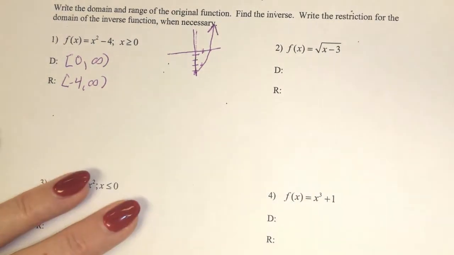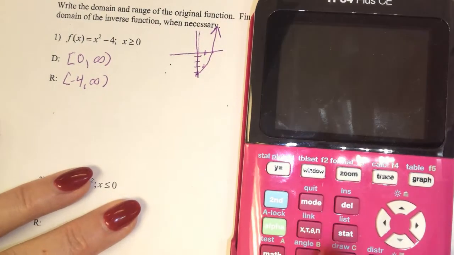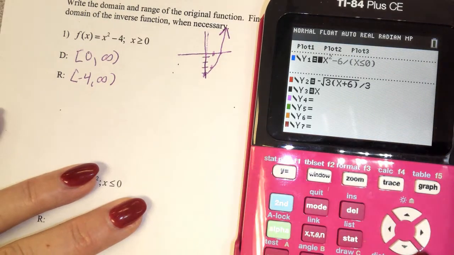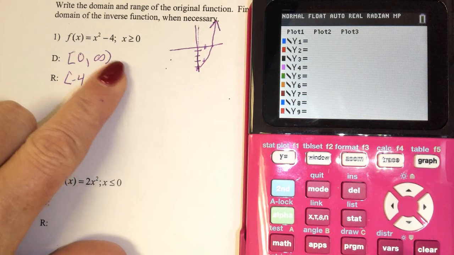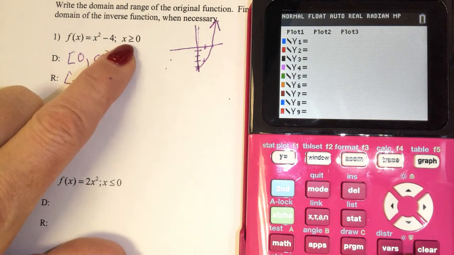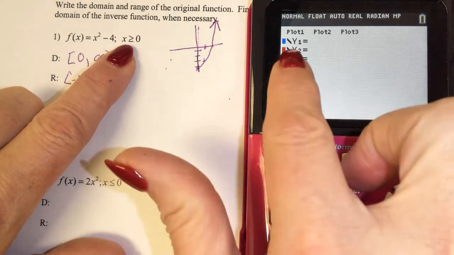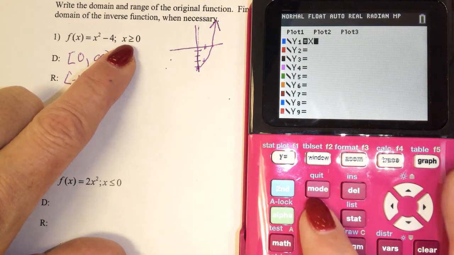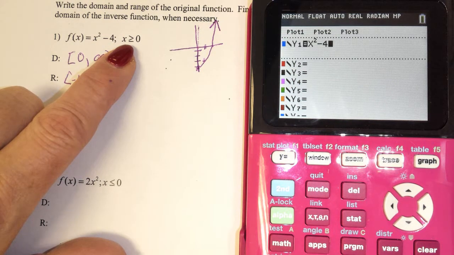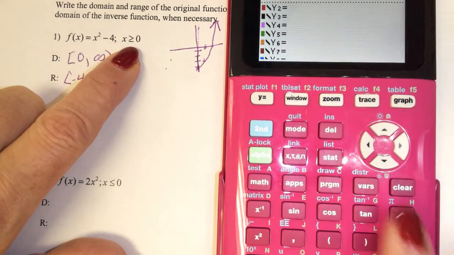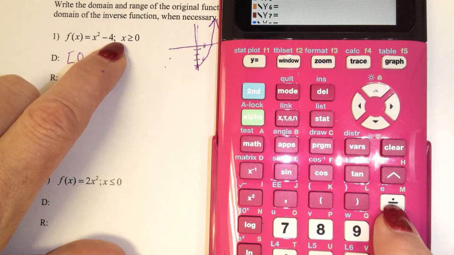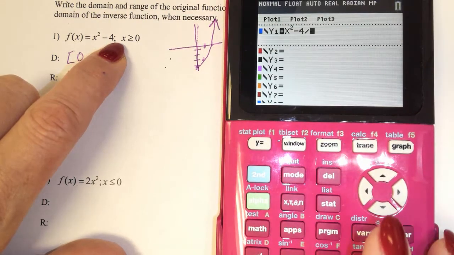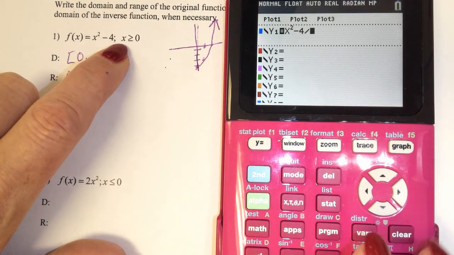If I wanted to check my graph on the calculator, I could. This is a really nice thing to know how to do, is to graph only part of the function. So I go to y equals, I put in x squared minus 4. But I don't want it to graph the whole thing. So what I have to do, instead of using the semicolon, I have to push divided. Divided means I'm not going to graph the whole thing.